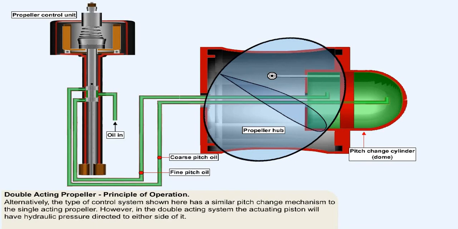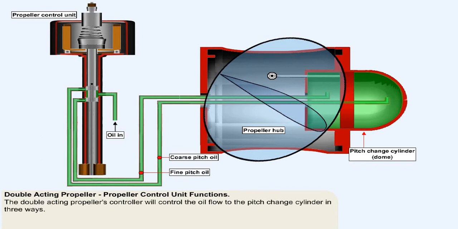Alternatively, the type of control system shown here has a similar pitch change mechanism to the single-acting propeller. Like the single-acting propeller, its pitch change mechanism is also mounted towards the front of the hub, and the cylinder also contains a hydraulic piston. However, in the double-acting system, this piston will have hydraulic pressure directed to either side of it. Fine pitch oil is sent to one side of the piston, or coarse pitch oil is sent to the other. This eliminates the need for coarse pitch springs or gas pressure, and, with the exception of some larger propellers, the assistance of centrifugal counterweights.